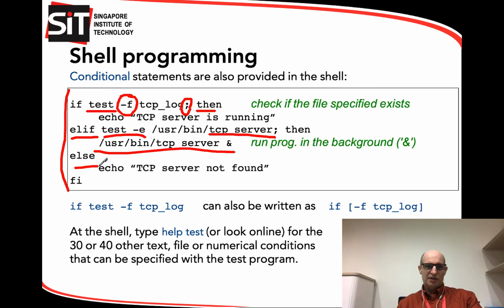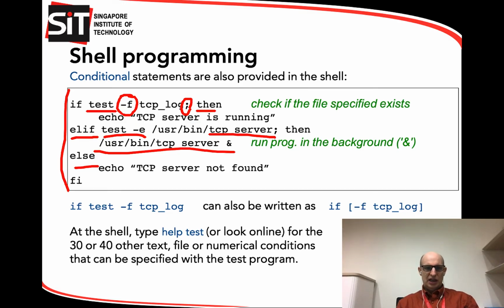Otherwise, I just print something: TCP server not found. Fi is the end of the if. If, fi. If, elif, else, fi. Or if, elif, fi. And you can build up quite complicated, nested conditional statements in this way.